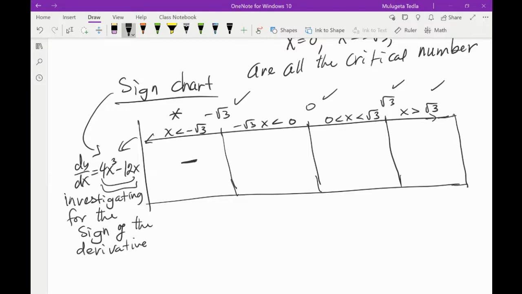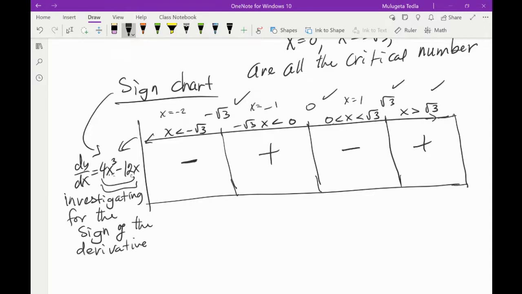So what happens between negative root 3 and 0? Let's take negative 1, for example. At negative 1, it is negative 4 plus 12, which is positive. So what happens between 0 and root 3? Take x equal to 1. That is your choice, x equal to 1 falls between 0 and root 3. So 4 minus 12 is negative. And then x greater than root 3, let's say 2. If we take 2, this would be positive 8. See, this is your sign chart.